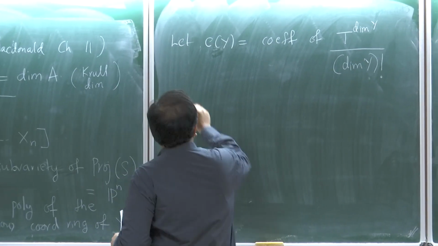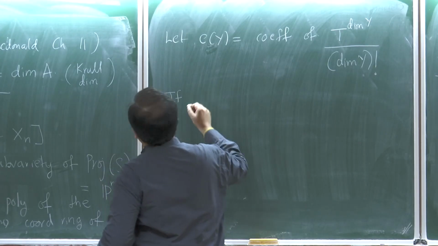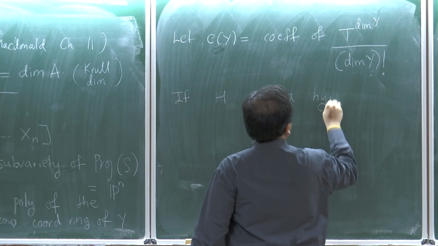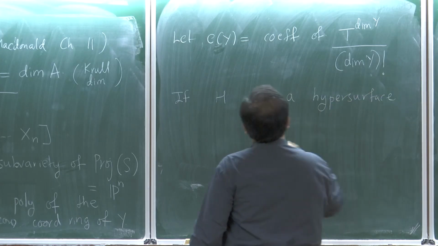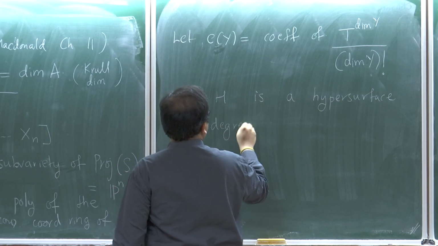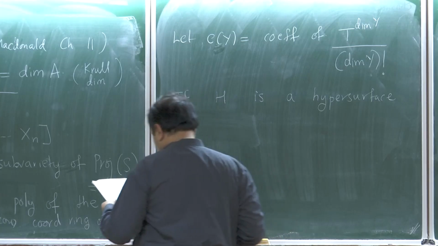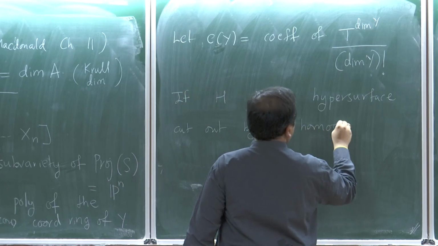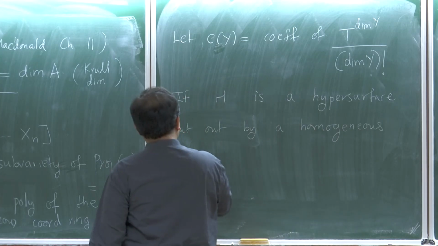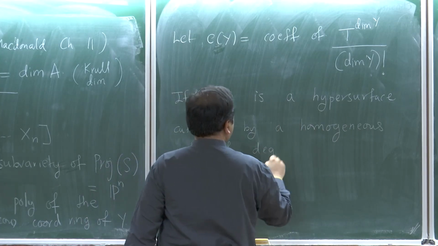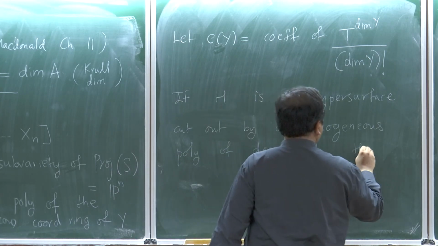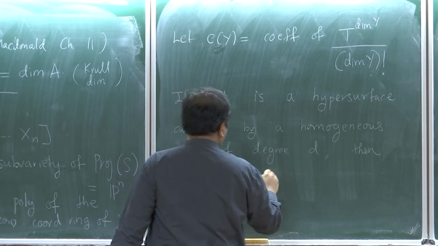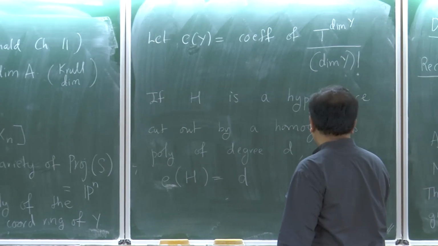Now how do we see that? So maybe I should say for this, okay, so if H is a hypersurface of degree d, a hypersurface cut out by a homogeneous polynomial of degree d, then E_H is equal to d. Okay, so this is Hartshorne chapter 1.